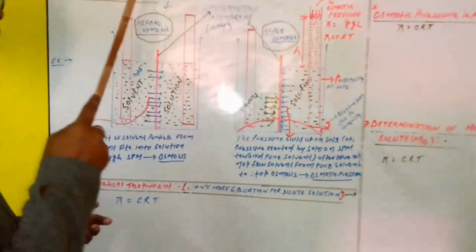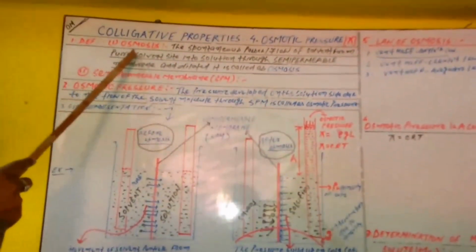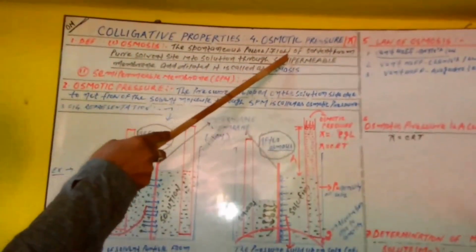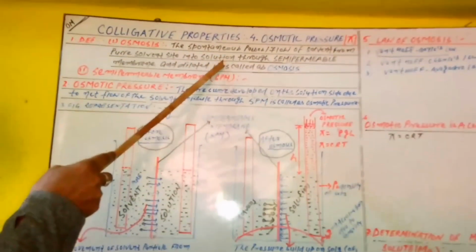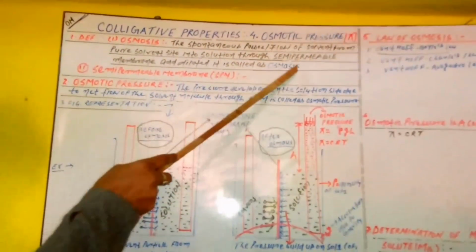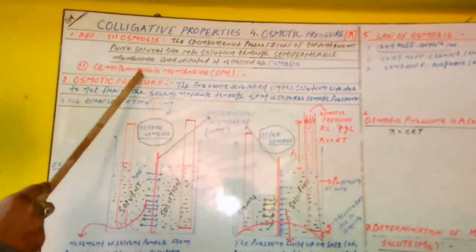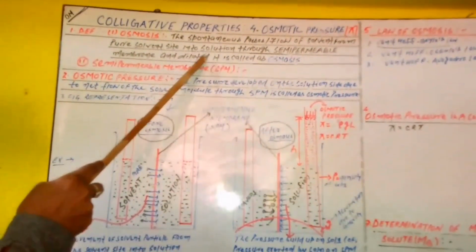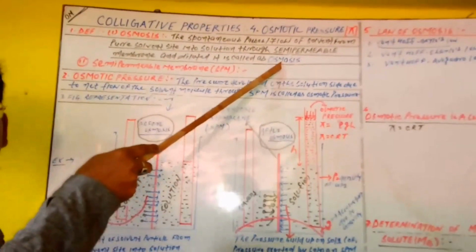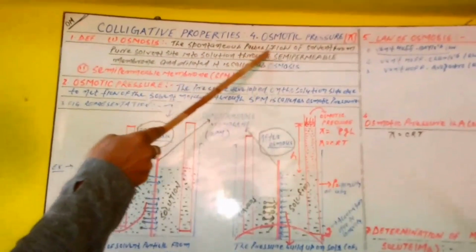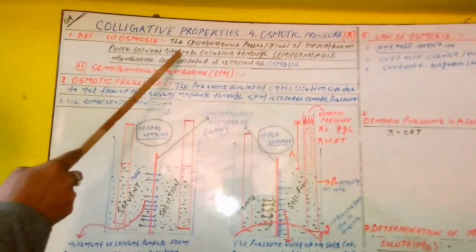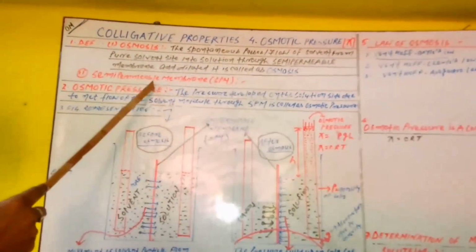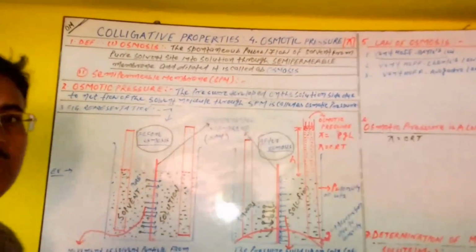You see now here the whiteboard. In the definition portion, we give only one definition. Osmosis: the spontaneous passage or flow of solvent from the pure solvent side into the solution through a very thin membrane, called a semi-permeable membrane, which tends to dilute the solution, is commonly known as osmosis. Again, the spontaneous passage of solvent particles from the pure solvent side into the solution through a semi-permeable membrane, diluting it, is called osmosis.